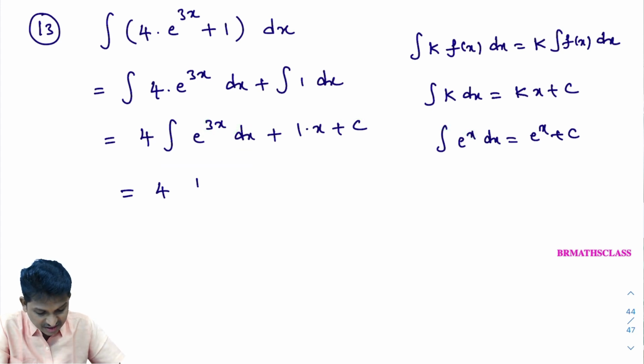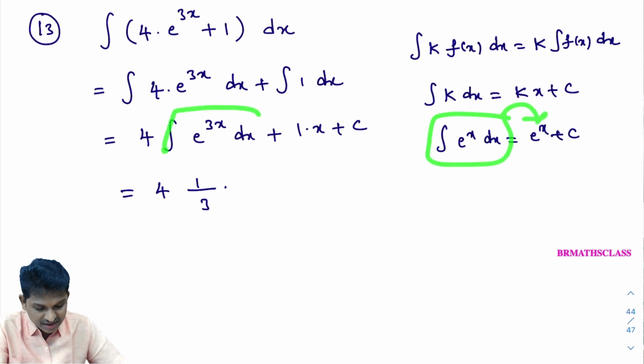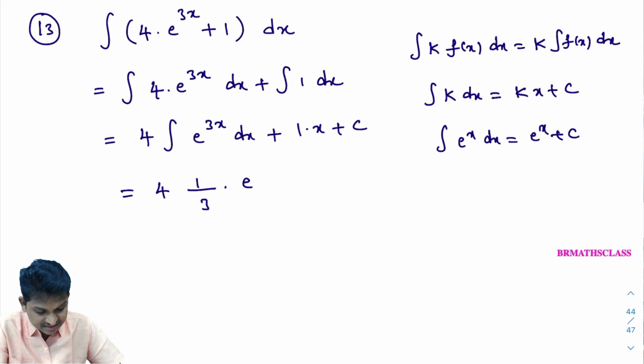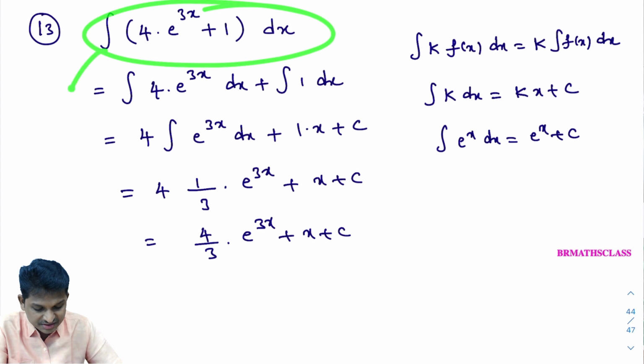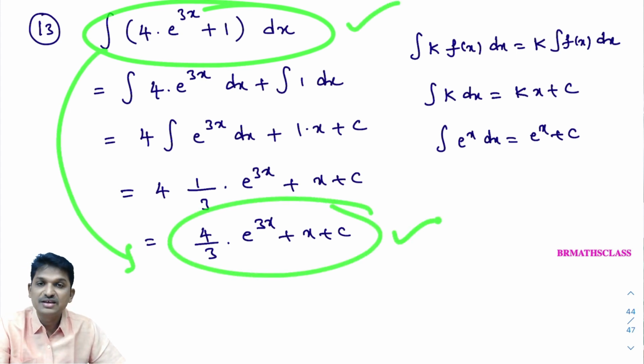What is this answer? This answer is 1 divided by x coefficient. What is x coefficient? X coefficient is 3. So 1 by 3 into, as you know, integral of e power x dx is e power x plus c, we will write integral of e power 3x as e power 3x, plus x plus c. If I simplify this, it is 4 by 3 into e power 3x plus x plus c. I hope you understand how to integrate this. The integral of this one is this.